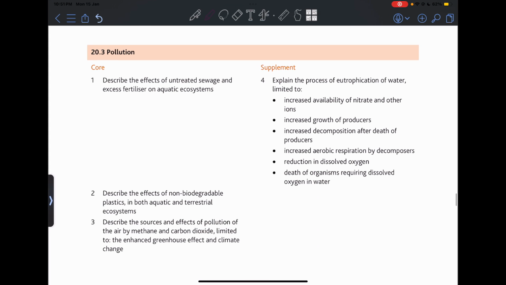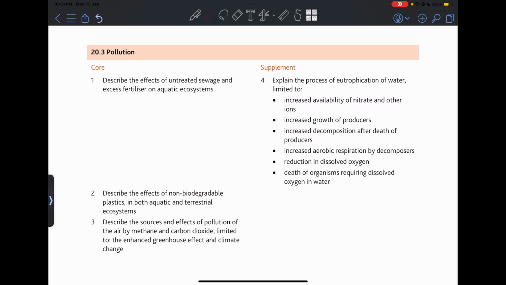20.3 Pollution. Core and extended students have to describe the effects of untreated sewage and excess fertilizer on aquatic ecosystems. Untreated sewage is very unhealthy for both plants and us humans, because untreated sewage can make cholera break out, and a lot of bacteria and life-threatening diseases can spread through untreated sewage, which is contaminated water. Excess fertilizer can cause eutrophication, which I'm going to be explaining now.